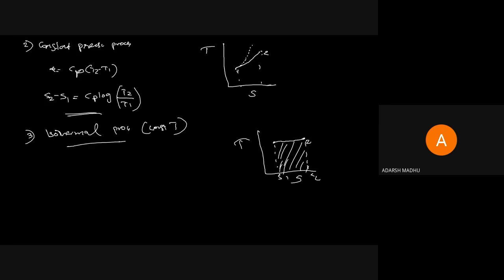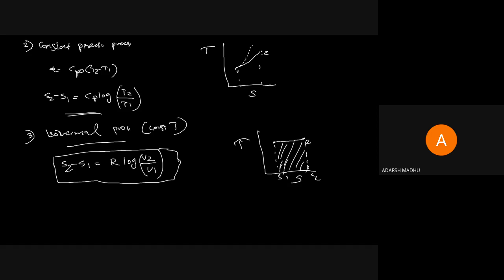For the isothermal process equation, S2 minus S1 equals, here not Cp, not Cv, not constant volume, not constant pressure. So the third quantity is R, the constant R. S2 minus S1 equals R log V2 by V1. R log V2 by V1 is the equation for the constant temperature process, the isothermal process. Okay.